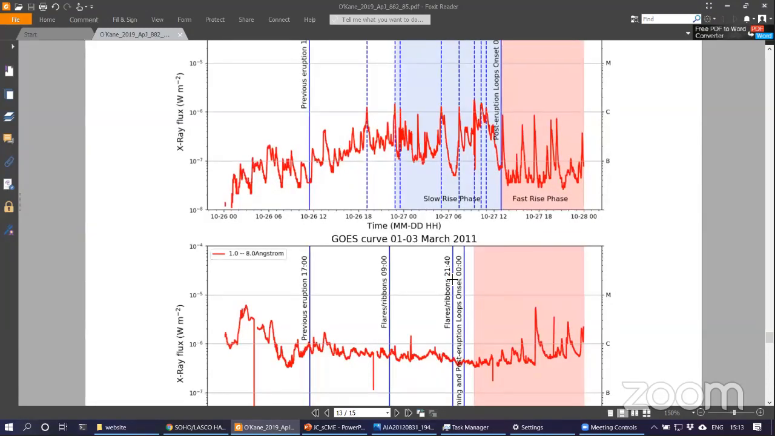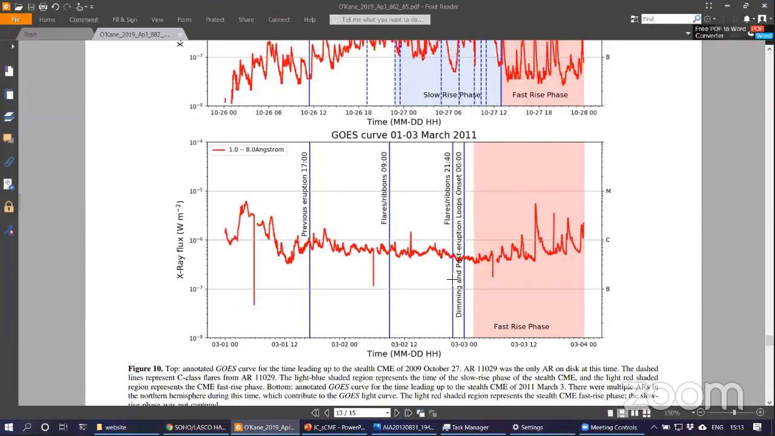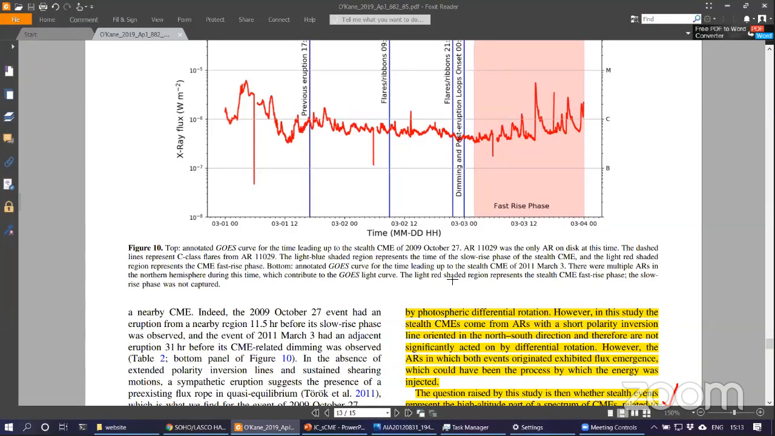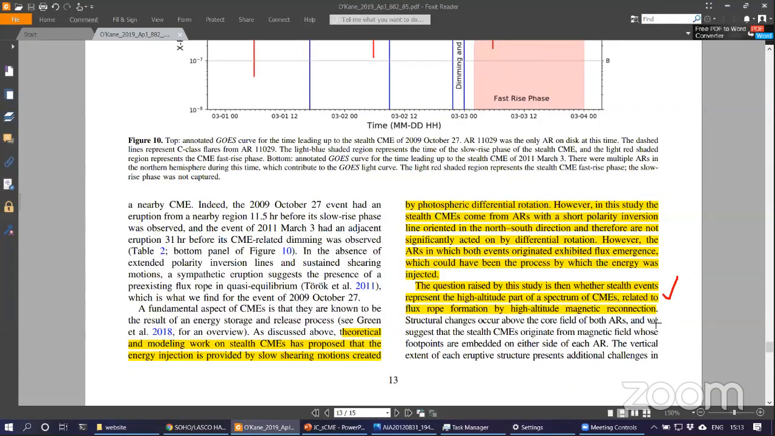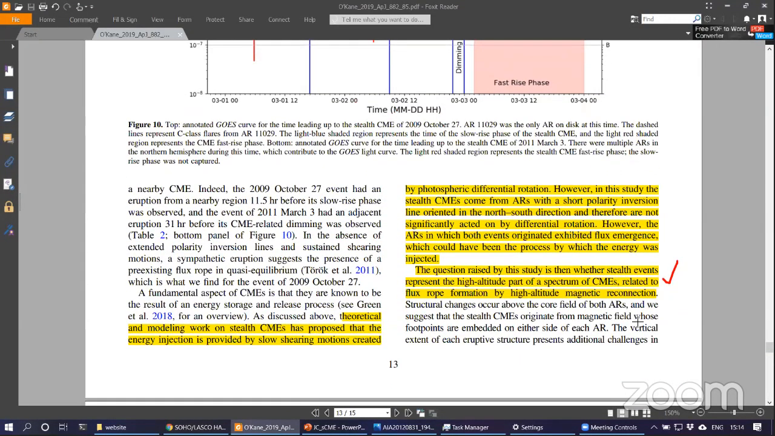So yeah, these are some of the signatures which they tried to identify with all the available data sets. Here they have pointed out that the shearing part which I had talked about, because the polarity inversion lines appeared more or less parallel to the axis of rotation, the shearing might not be responsible for the eruption.